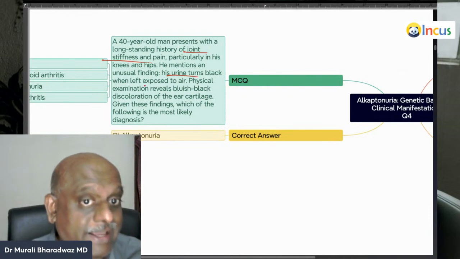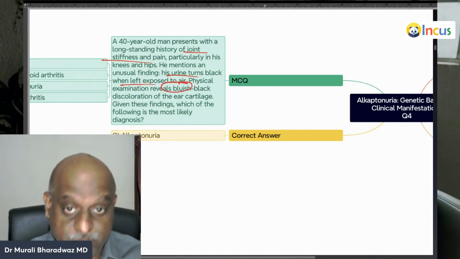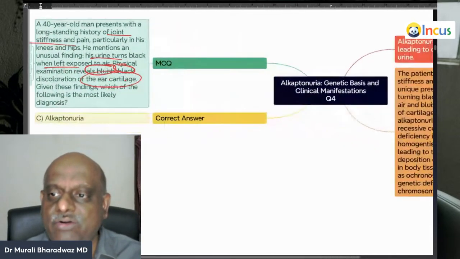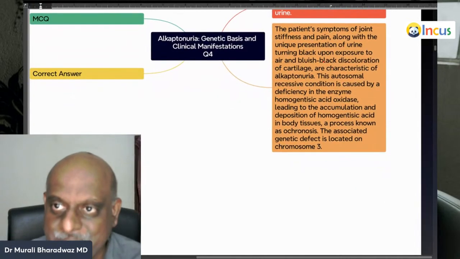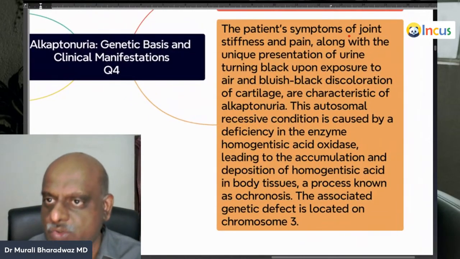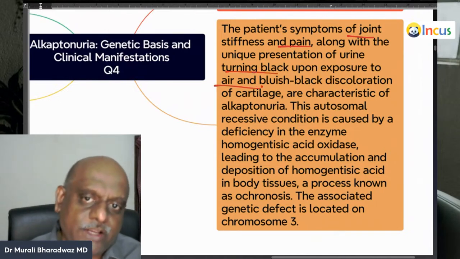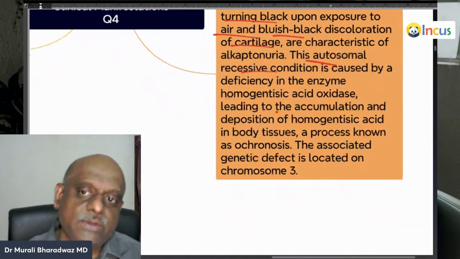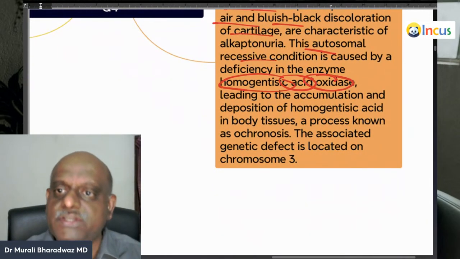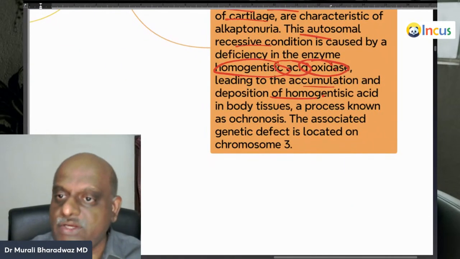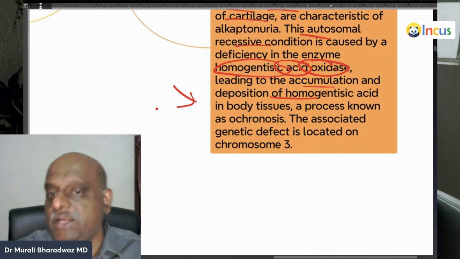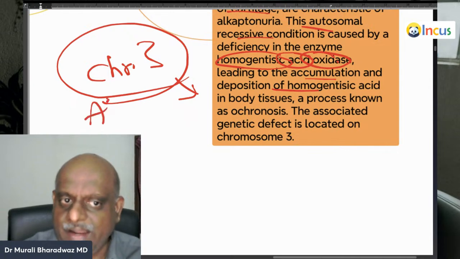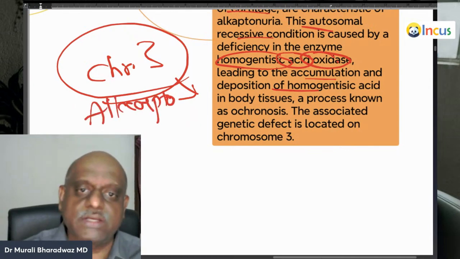A 40-year-old man presents with a long history of joint stiffness and pain. His urine turns black when left exposed to air. There is a bluish-black discoloration of the ear cartilage. What are you waiting for? This is a classical story of alkaptonuria. In alkaptonuria there is joint stiffness and pain, urine turning black upon exposure to air, and bluish-black discoloration of the cartilage. It is an autosomal recessive condition. Homogentisic acid oxidase deficiency leads to accumulation and deposition of homogentisic acid in the body tissues, called ochronosis. And which chromosome is associated, doctor? Chromosome number 3 in alkaptonuria. The association should not be forgotten.